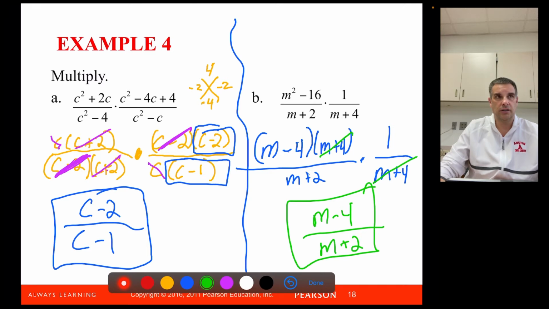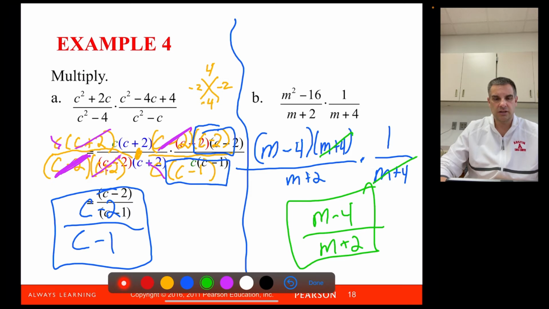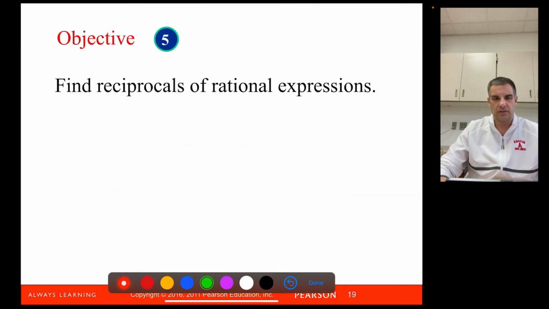And you are done with that one, with those two examples. Okay, so it really does become about factoring and then reducing those pieces within those factors.